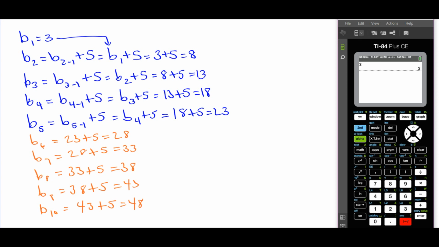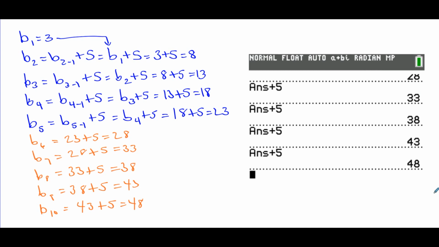So we're going to do second negative sign to get answer. And then our formula said we're going to take that answer and we're going to add 5 to it. So we're going to go plus 5 and then press enter. And then I've got my second term, which is 8. You don't even have to type that again each time since it's just answer plus 5. You can just press enter. So there's my third term, fourth term, fifth term, and then we can keep going 6, 7, 8, 9, and 10. So you can generate those recursive terms by using your answer button.